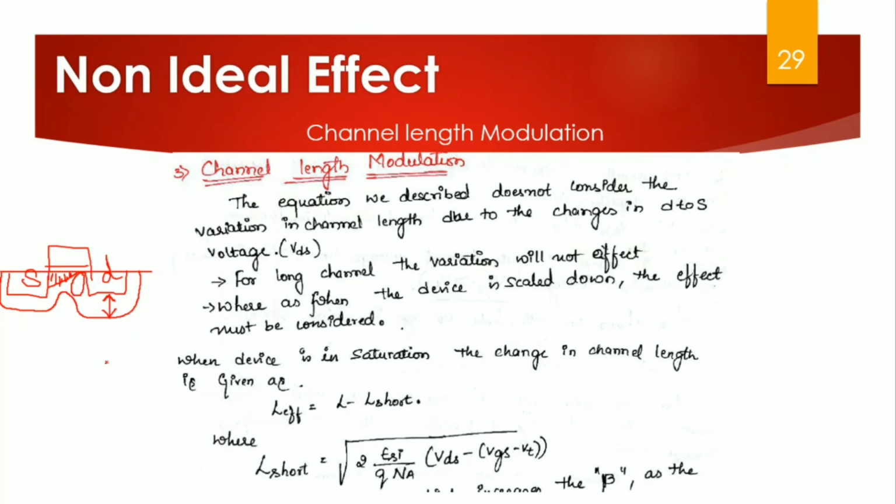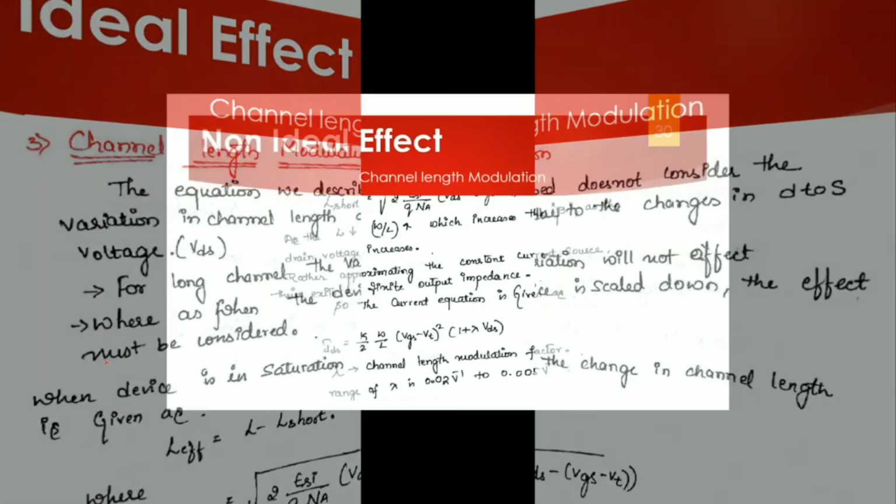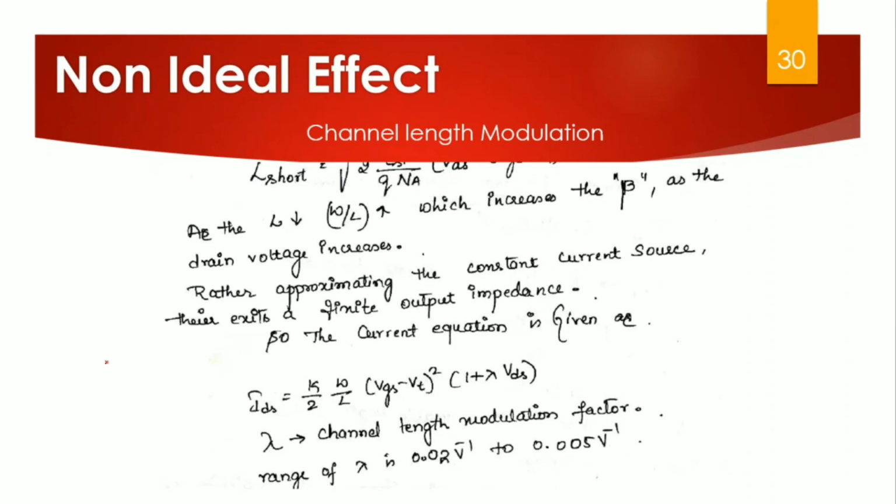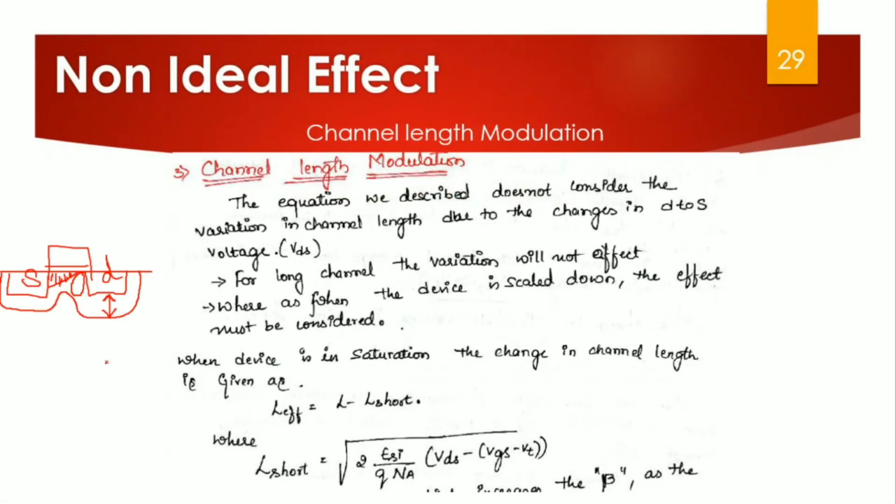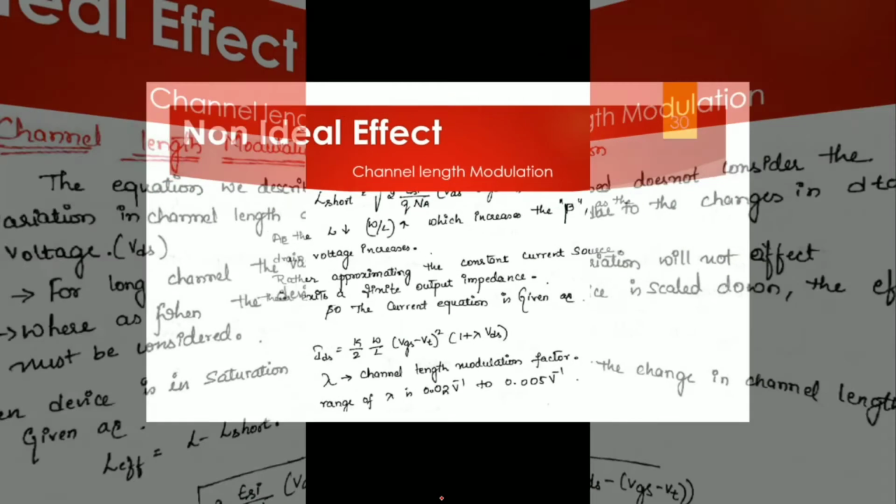If there is a reduction in the channel length, what will be the effect on the current? That we shall see here. The effective length is given as L minus L short. L short is the amount by which it has been reduced, which is equal to the square root of 2 epsilon Si over q Na into (VDS minus (VGS minus VT)).